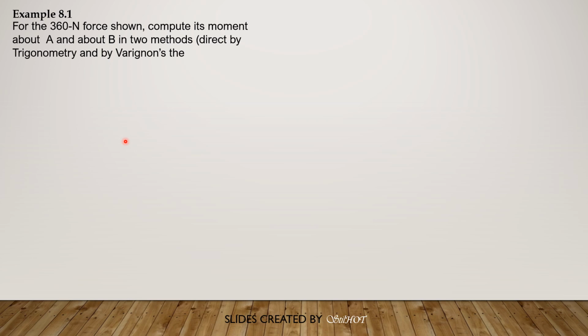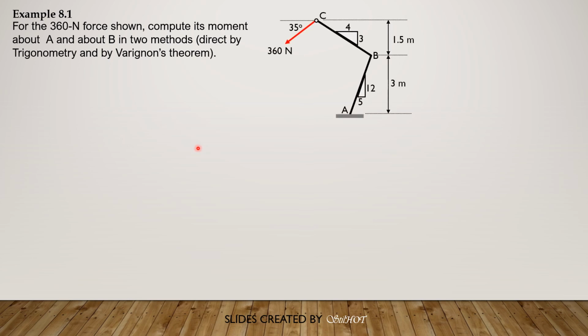For the 360 Newton force shown, compute its moment about A and about B in two methods: the direct method by trigonometry and by Varignon's theorem. So this is the figure. For the direct method first and Varignon's theorem second, let's consider portion CD.